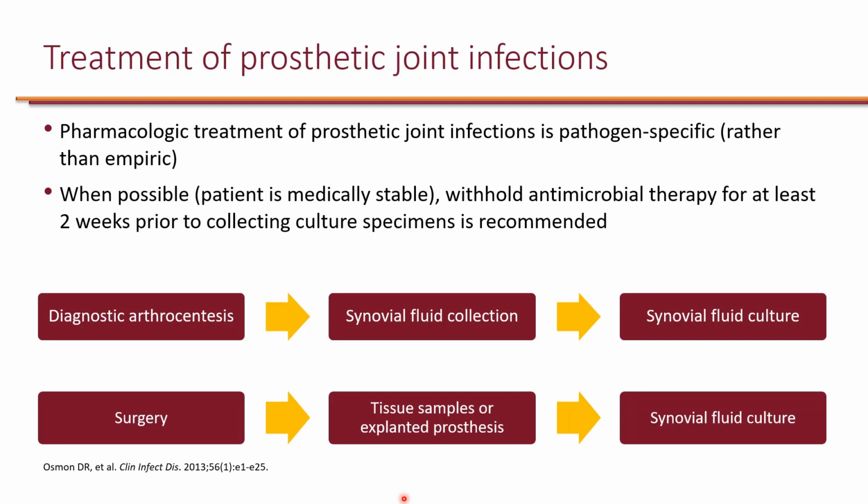And what that means is that the antibiotics are actually selected based on the culture that we receive. And there are 2 ways to receive cultures. If a diagnostic arthrocentesis is performed, we get synovial fluid and we can culture it, and based on the results we can choose antimicrobials. Or if the patient requires surgery, tissue samples may be collected during surgery and sent to the microbiology lab for culture, and then based on the results we can choose antibiotics or any antimicrobial that's needed.